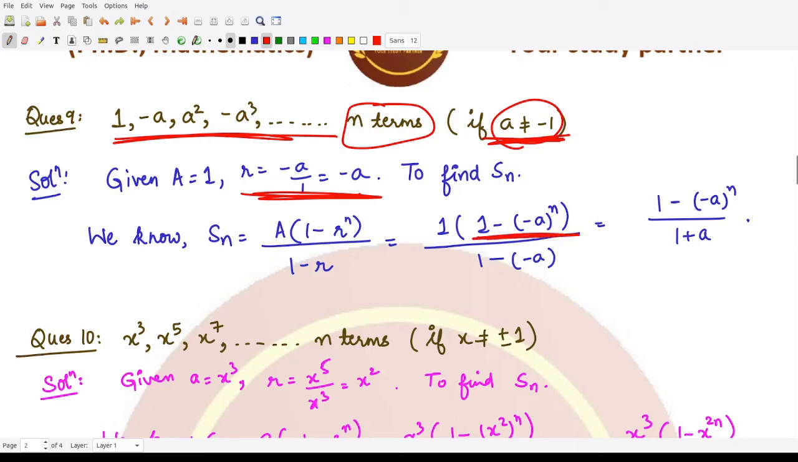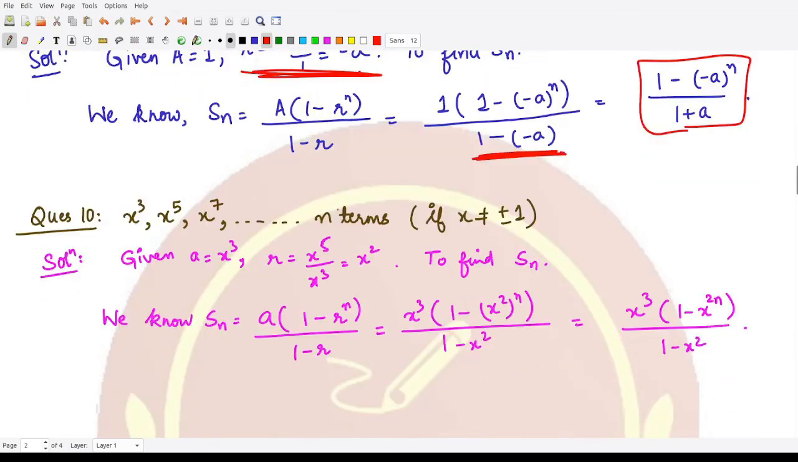So you see, in the numerator we cannot simplify this term further, so therefore we will leave it as such. In the denominator it would be 1 plus a. So finally this would be your sum of n terms. Correct? This is our answer. Now moving on to the next question.